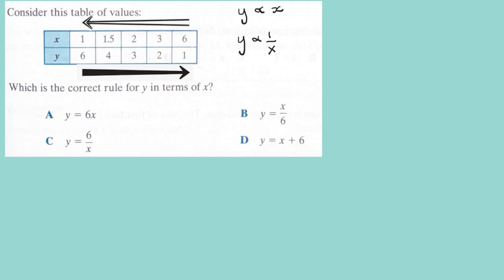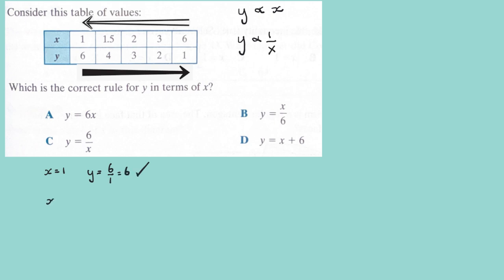If you notice what's actually going on in the table, you can straight away decide to delete certain rules because you know that they will be wrong, and check the rule that you believe is going to be correct. So we can still check whether C is correct. So what we do is say when x is equal to 1, y is equal to 6 on 1, which is equal to 6. So that checks.